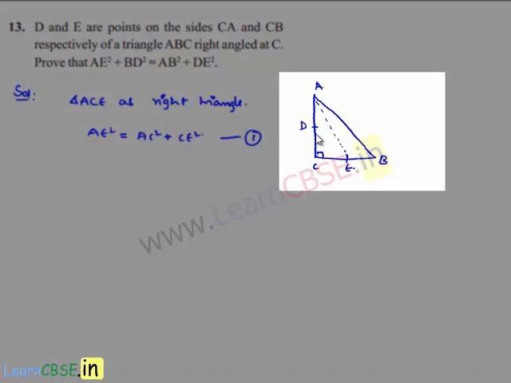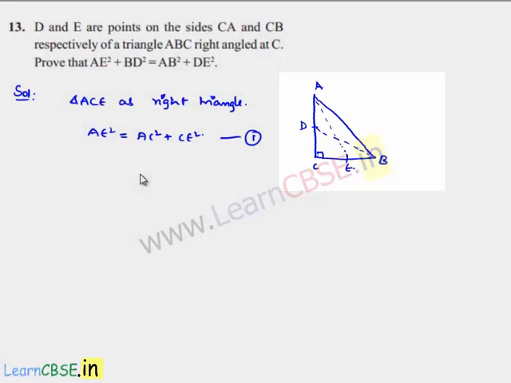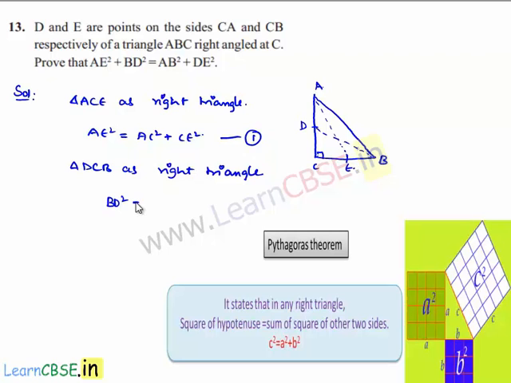Now again let us join BD. Then we get triangle DCB as a right angle triangle, and here hypotenuse square, that is BD square, is equal to BC square plus CD square. Let it be equation number 2.